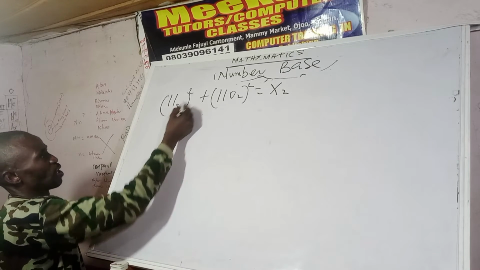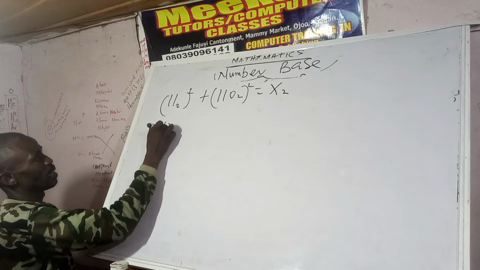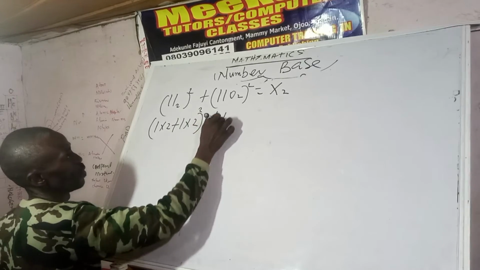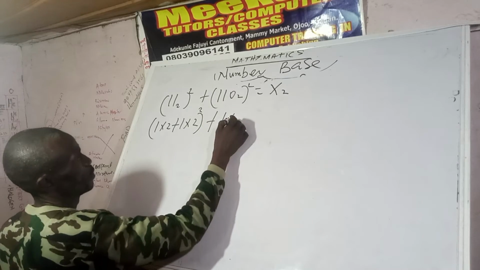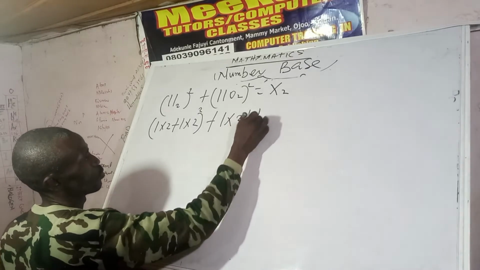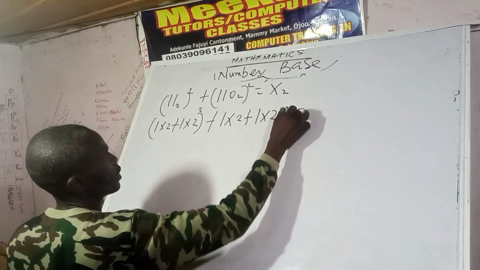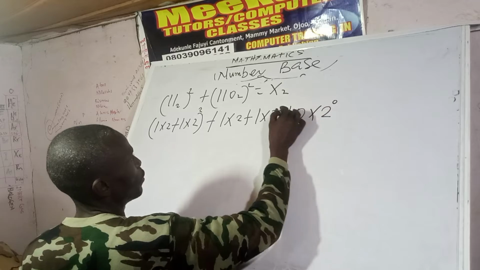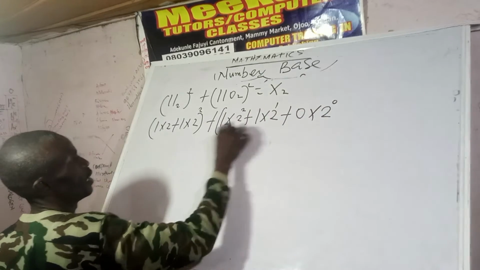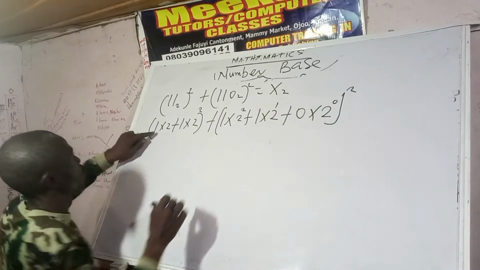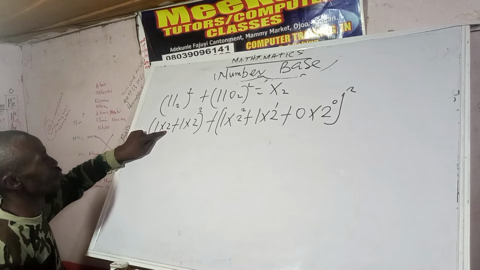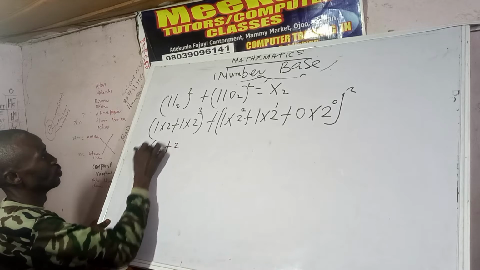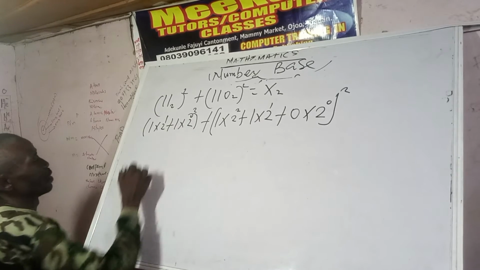Now, this one is to convert back to base 10. That is 1 times 2 plus 1 times 2, all squared, plus 1 times 2 plus 1 times 2 plus 0 times 2 to the power 0, 1, 2. Everything raised to power of 2. 1 times 2 squared, 2 times 1, so this one becomes 2 plus 2 raised to the power of 2, 0, 1.